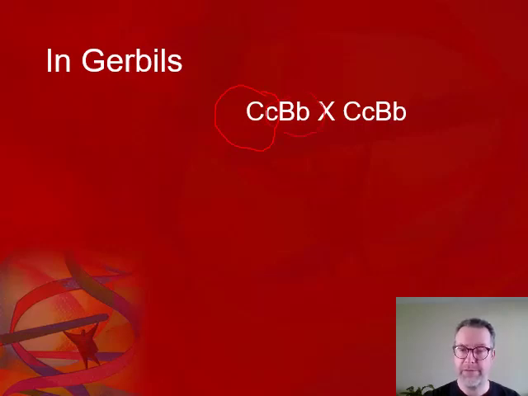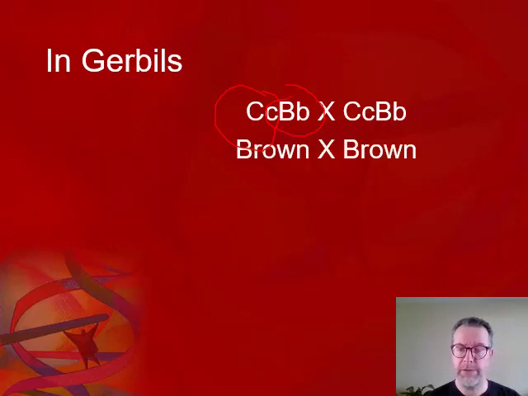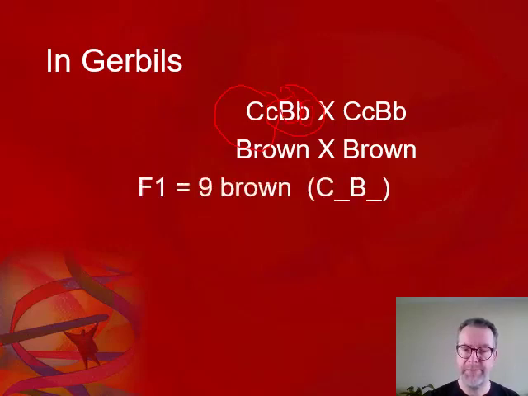In this case, we're going to cross a brown with a brown parent. Brown, this would be the black allele, would be the small. Brown allele would be the dominant. The F1, they would all be brown because they'd have the C allele for the color, the dominant, and they would have the B allele for the brown.